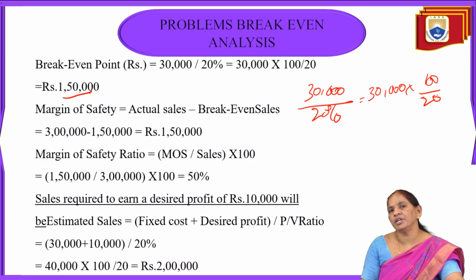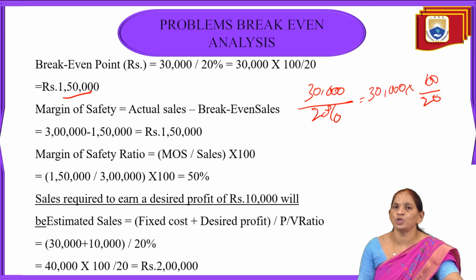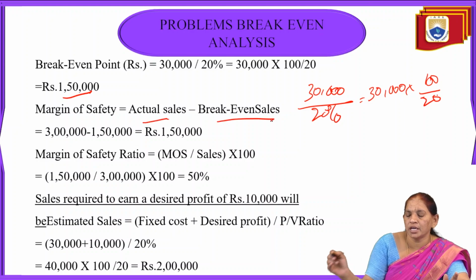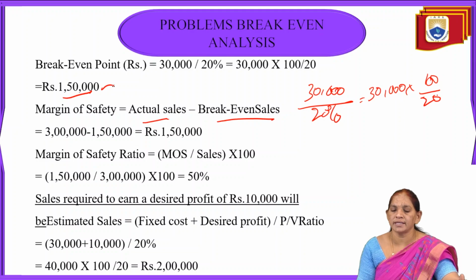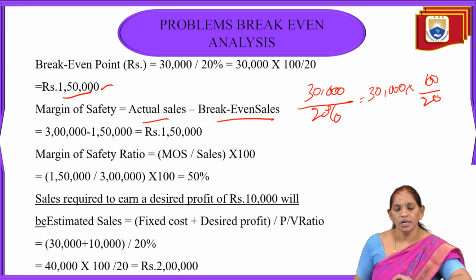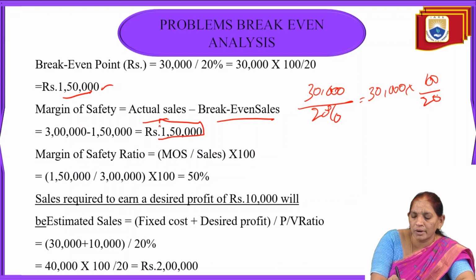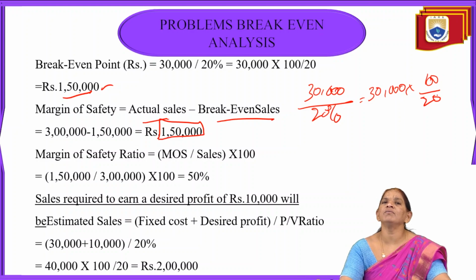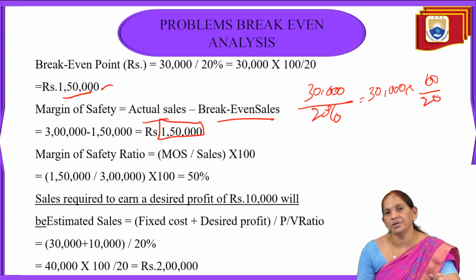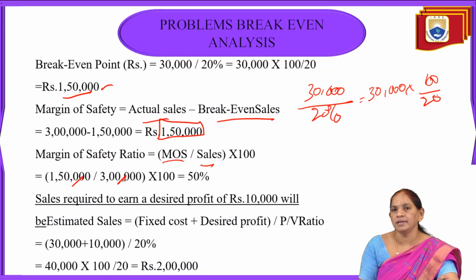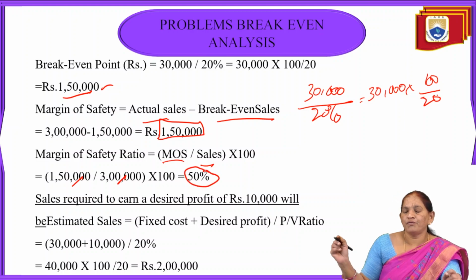So once we calculate the break-even, we are able to identify the margin of safety. The formula for margin of safety is actual sales minus break-even sales. Already we got BEP sales as 1,50,000 and actual sales given in the problem was 3 lakhs. So 3 lakhs minus 1,50,000, the margin of safety is 1,50,000. After calculating this, we go for the margin of safety ratio, which as usual is margin of safety by sales into 100. The margin of safety is 1,50,000, actual sales is 3 lakhs, into 100, and we are getting 50%.